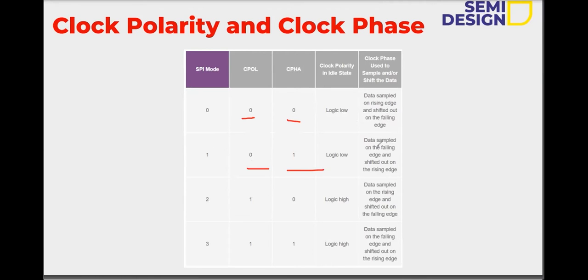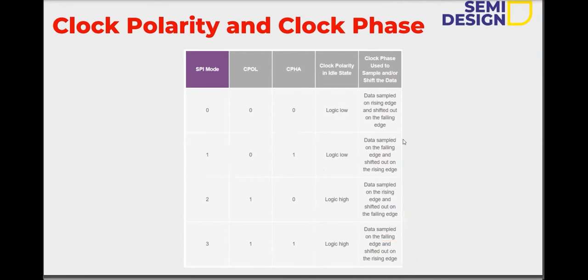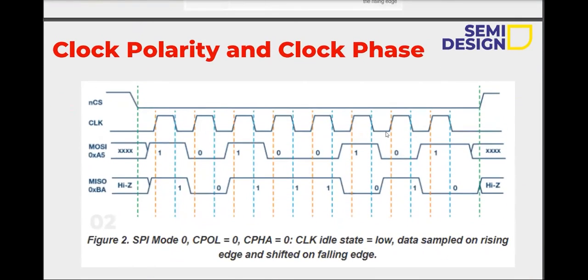And for 0, 1, the data will be sampled on the falling edge and shifted out on the rising edge, for mode 1. For mode 2, CPOL is 1 and CPHA is 0. The clock polarity is logic high, so data is sampled on the rising edge and shifted out on the falling edge. That is one case. And if SPI mode is 3, CPOL and clock phase are both 1, 1. So clock polarity is high and the data is sampled on the falling edge and shifted on the rising edge. Now we will see how the waveforms look.